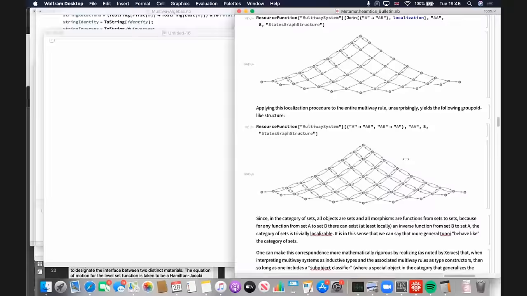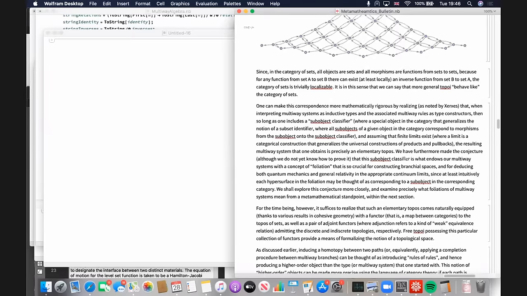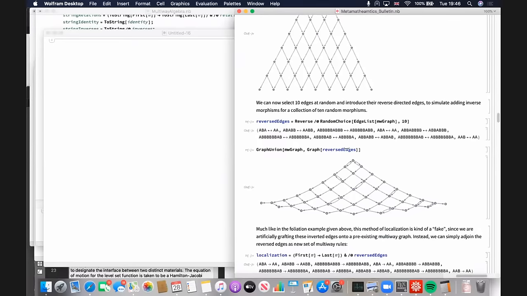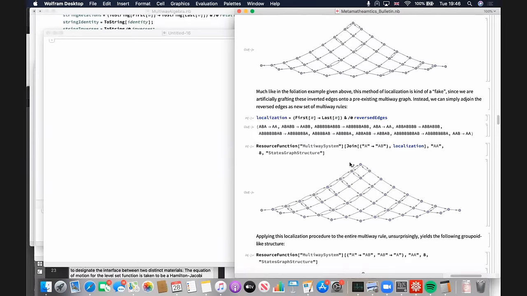This is the thing I was saying about. If you have an object that naturally has a groupoid structure, like a multiway system does, then when you construct fibrations of it, those fibrations inherit a topos structure. And that topos structure means that you can locally turn morphisms into isomorphisms without changing the global structure of the system. Okay, I need to understand that better.